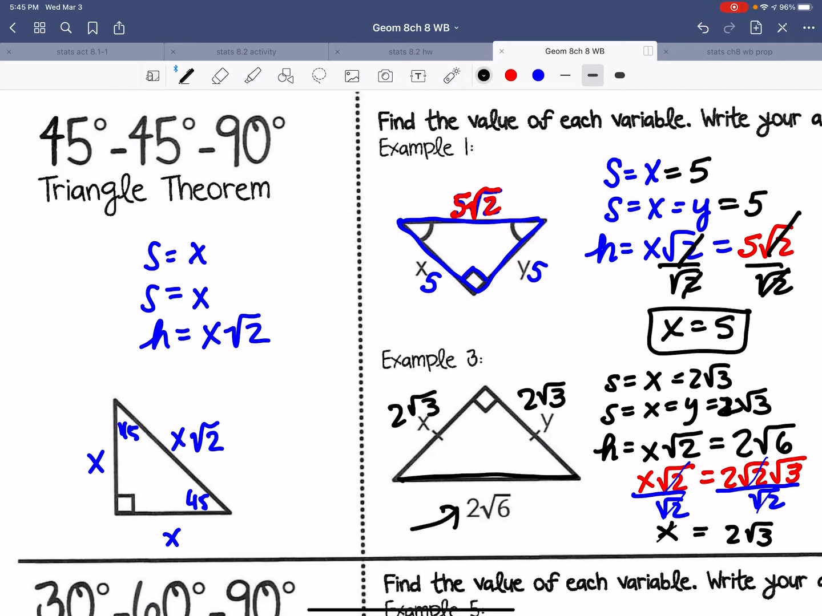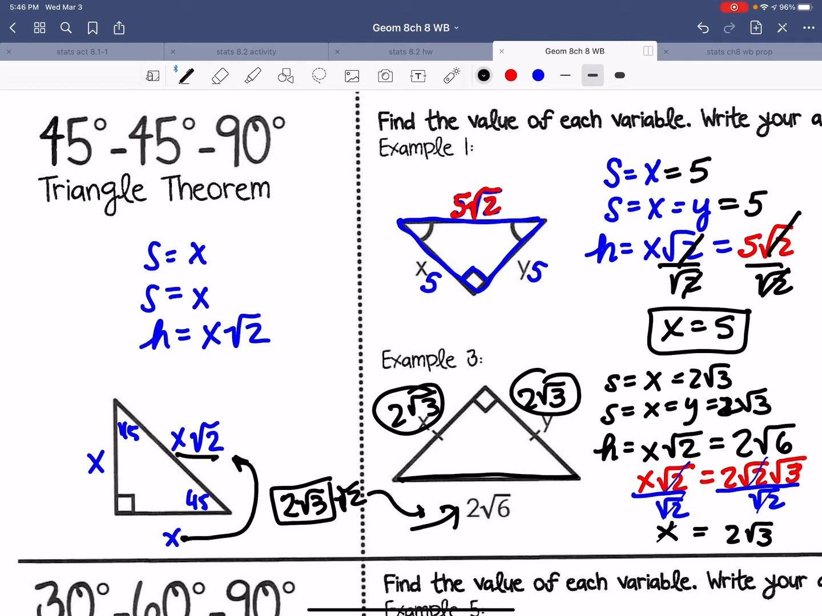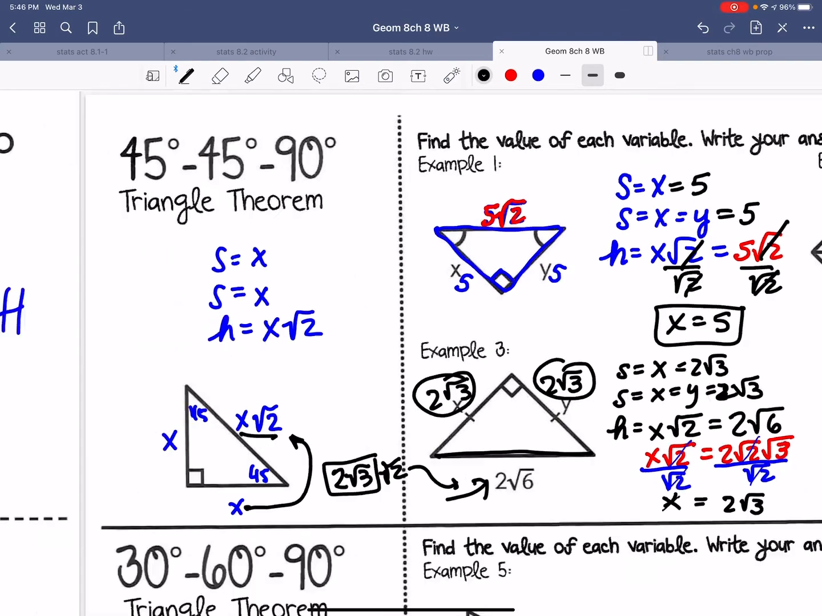And again, what is this? Well, it's that side, whatever that side is, right? Times another square root of 2. So that's how they got, right? This is this side times the square root of 2. So that's how they got that answer.